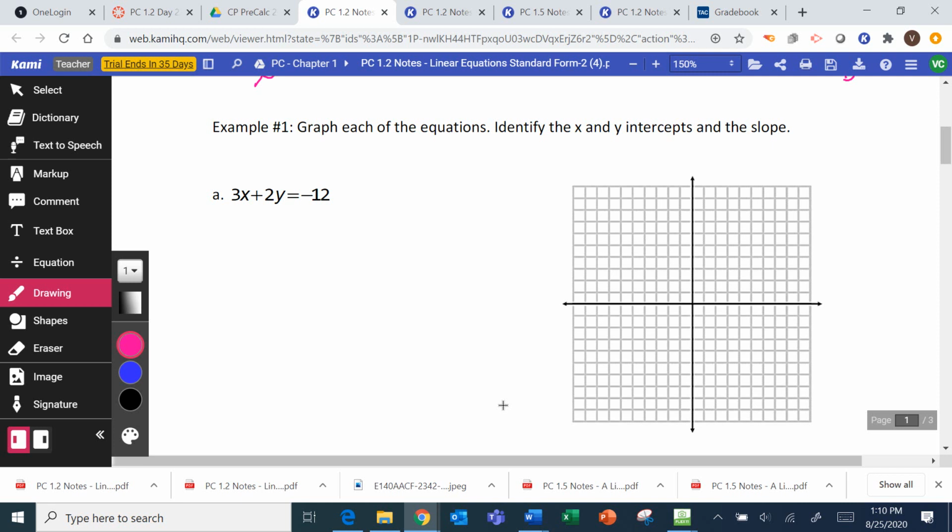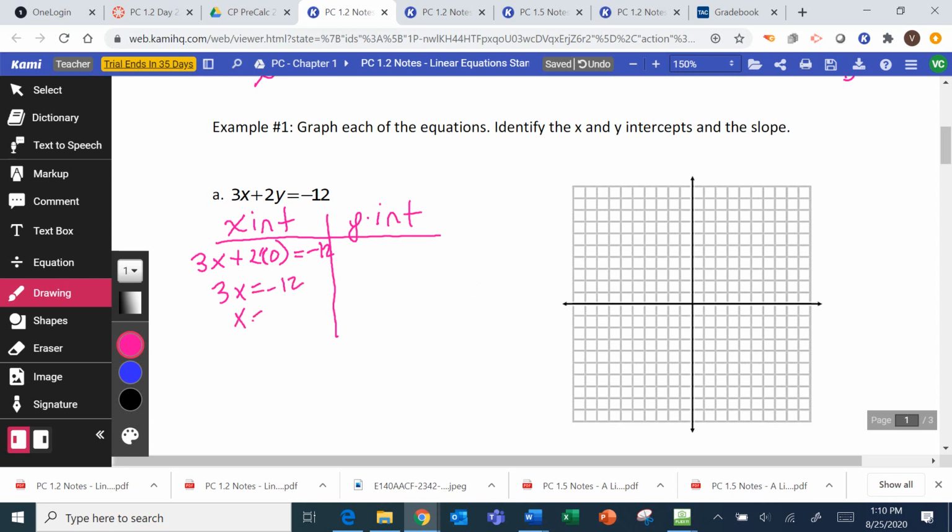I'm going to find the x and the y intercepts. I like to make a table. You do not have to make a table. I like to make a table because it helps me stay organized. I have x-intercept and y-intercept. To find the x-intercept, we make y 0. So in my table, 3x plus 2 times 0 equals negative 12. I made y 0. So I have 3x equals negative 12. So I have x equals negative 4.